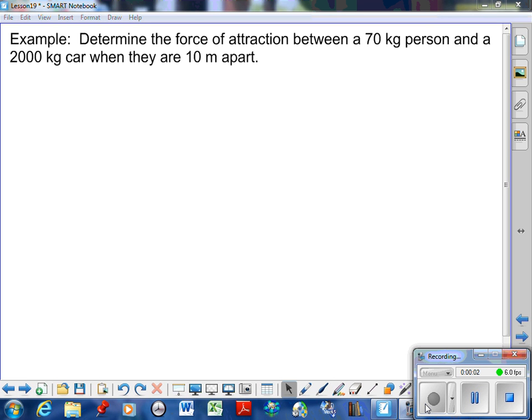All right, welcome back. And I got the first of two examples to finish off the note. What's the force of attraction between a 70 kilogram person and a 2,000 kilogram car when they're 10 meters apart? You can see it's just decoding at this point. You know that you are using two objects, so that means you need to use this formula. It's the only one that includes two masses.